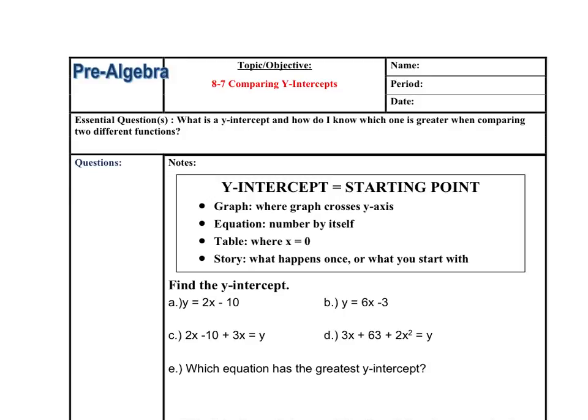Today we're talking about comparing y-intercepts. A y-intercept is just the exact same thing as the starting point. It's where the x value is equal to 0. So on a graph, it'll be where the graph crosses the y-axis. On a table, it'll be where x equals 0. On an equation, it'll be the number by itself, and in a story or a word problem, it'll be what happens once or what you start with.